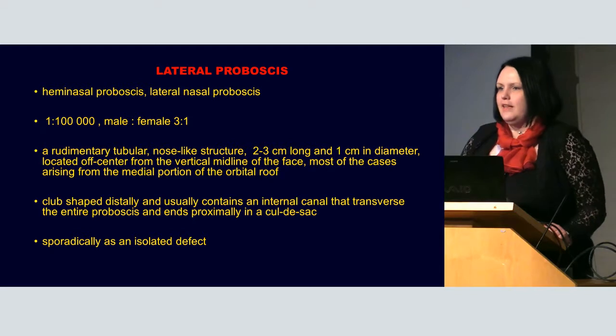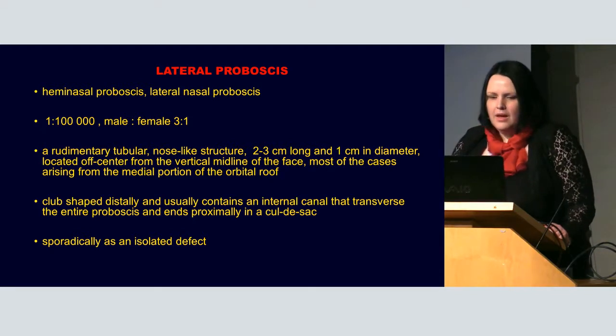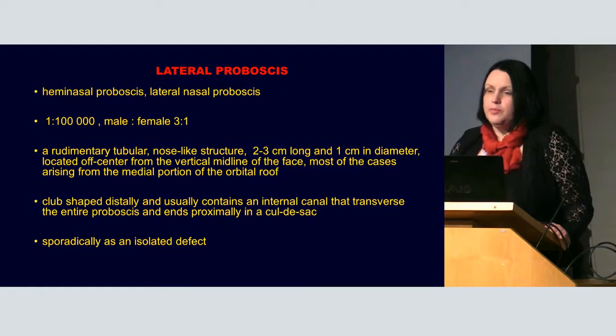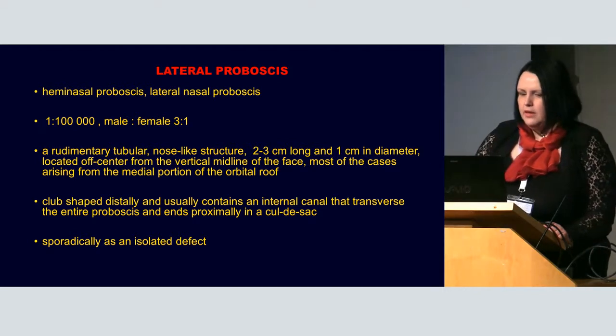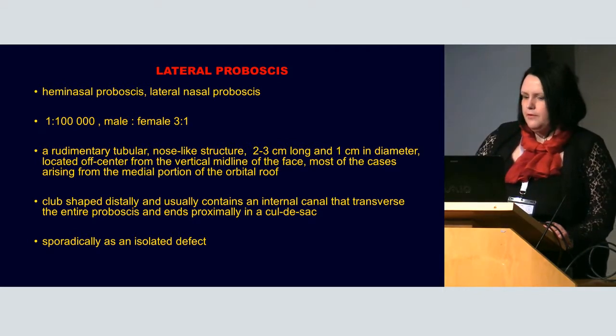So the diagnosis is the lateral proboscis. It is also called heminasal proboscis or lateral nasal proboscis. In fact, it's a quite rare pathology and affects especially males. It's a rudimentary tubular nose-like structure ranging up to 2 centimeters long and 1 centimeter in diameter, and is located off-center from the vertical midline of the face. Most of the cases arise from the medial portion of the orbital roof.